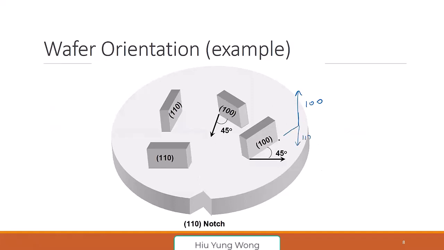Then what does it mean? It means this is also 110, 100, and 100. So this is 45 degrees. Now you may feel confused. Why do you call this 100, why don't you call it 010, because it's Y? You're right. But in terms of electrical property, they are the same. So we don't have to distinguish. You can call this 001, it doesn't matter, right? They are the same. So now can you see that in this wafer, the top is 100, 45 degrees is also 100, and the middle one is 110.